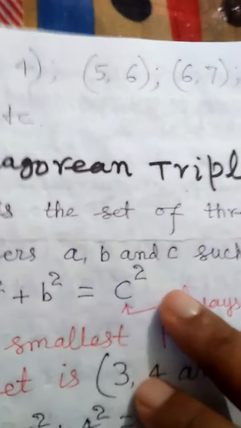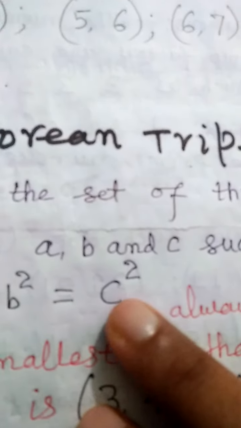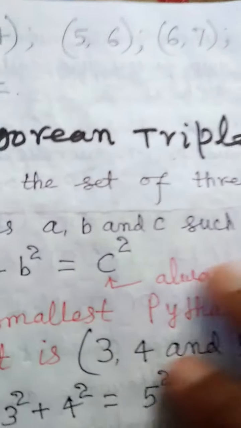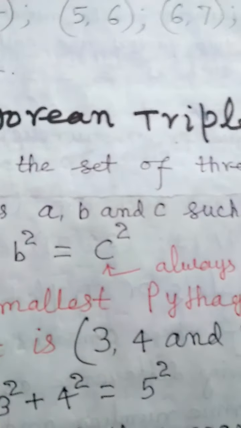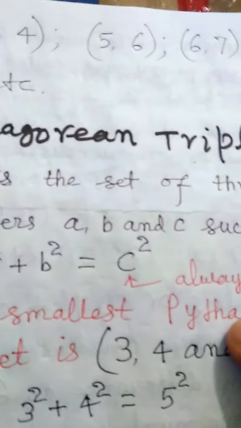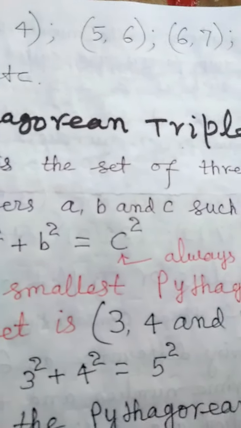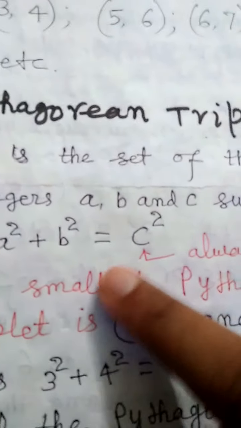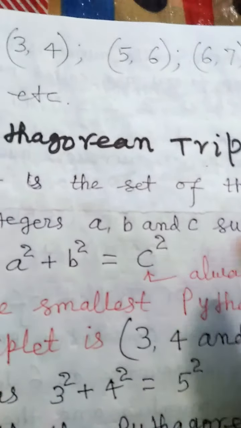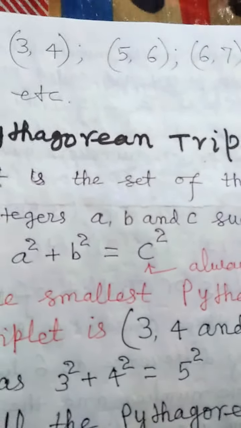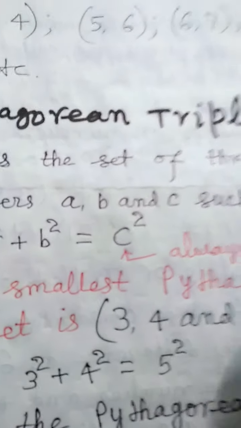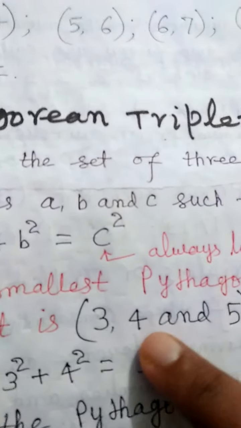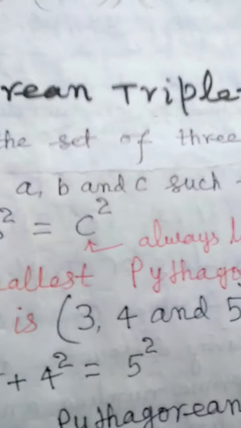Now come to Pythagorean triplets. It is a set of three positive integers a, b and c such that a square plus b square is equal to c square. If c square is always odd, this set is called a primitive Pythagorean triplet. When we multiply this set by 2, each number will be multiplied by 2. Then again we get a Pythagorean triplet.